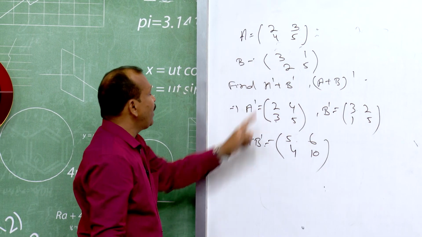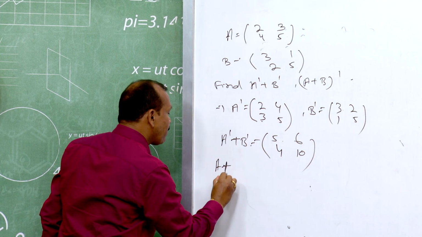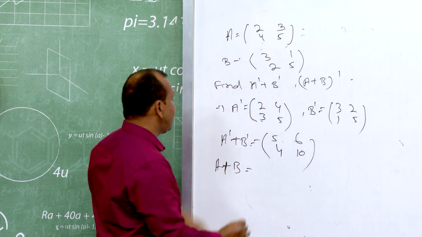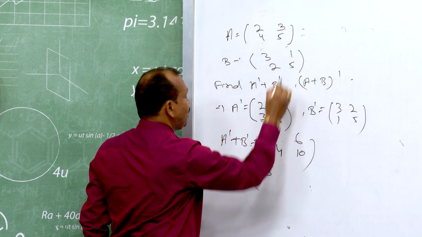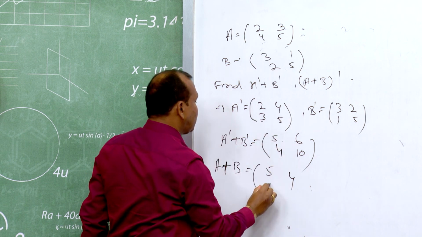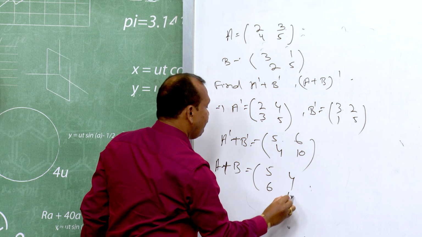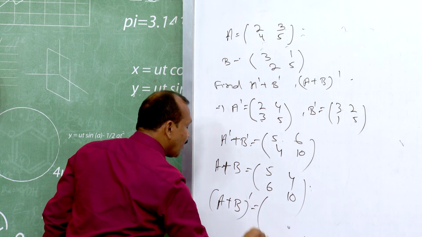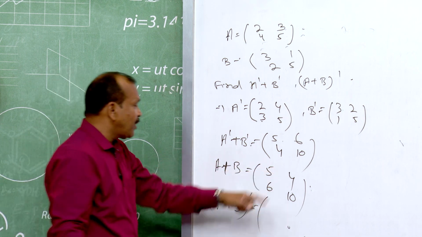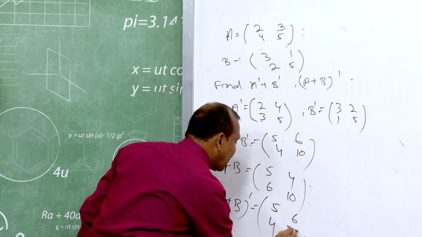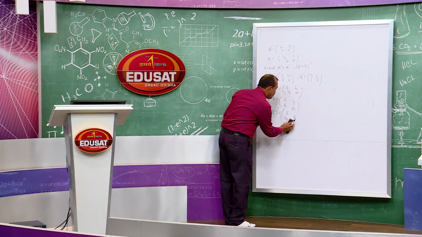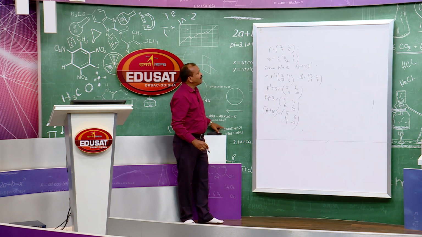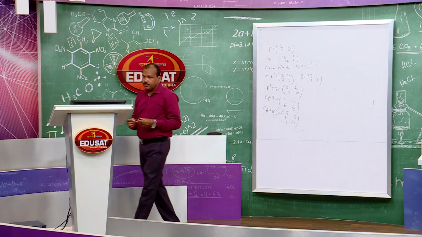Similarly, we have A plus B, correspondingly adding the corresponding elements. So 2 plus 3 is equal to 5, 3 plus 1 is equal to 4, 4 plus 2 is equal to 6, 5 plus 5 is equal to 10. Then A plus B dash becomes, by changing rows and columns, 5, 4, 6, 10. Similarly, we can find A B dash etc. easily.